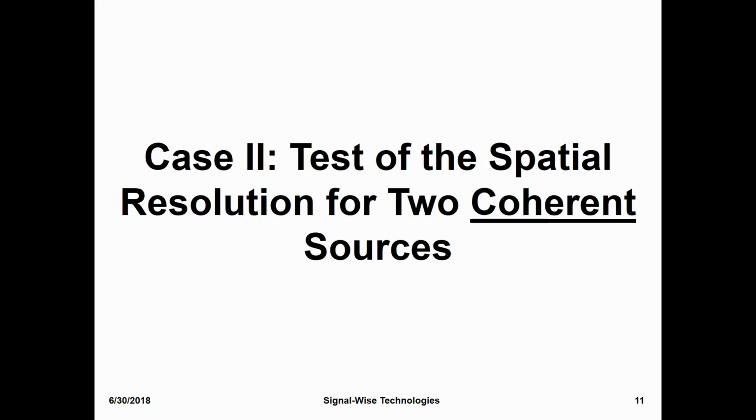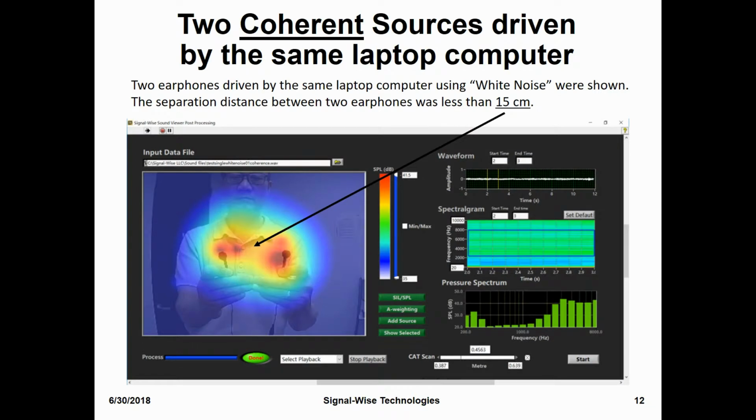Case 2. Test of the spatial resolution for two coherent sources. Here, two coherent sources were driven by the same source, specifically two earphones connected to the same laptop computer producing white noise was shown. The separation distance between these two earphones was less than 15 cm. Results show that SoundViewer together with CAT scan can identify these two coherent sources.